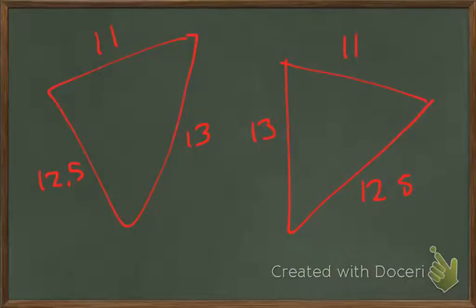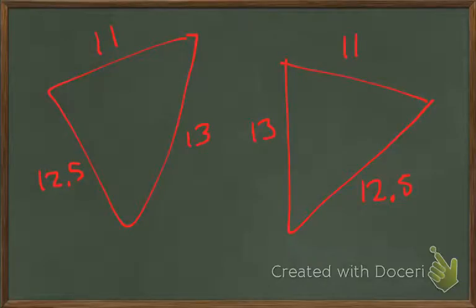So I think we can agree on this next example that the pictures are not drawn to scale, but I know that the triangles are going to be congruent because they both have a side length of 11, they both have a side length of 12.5, and they both have a side length of 13.